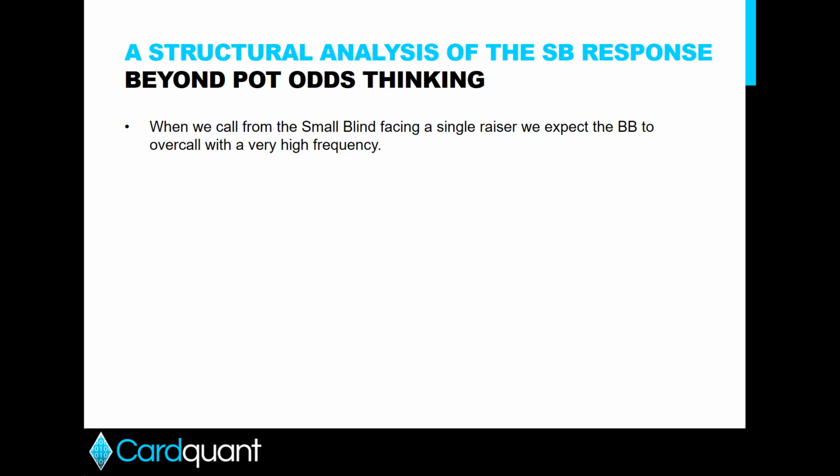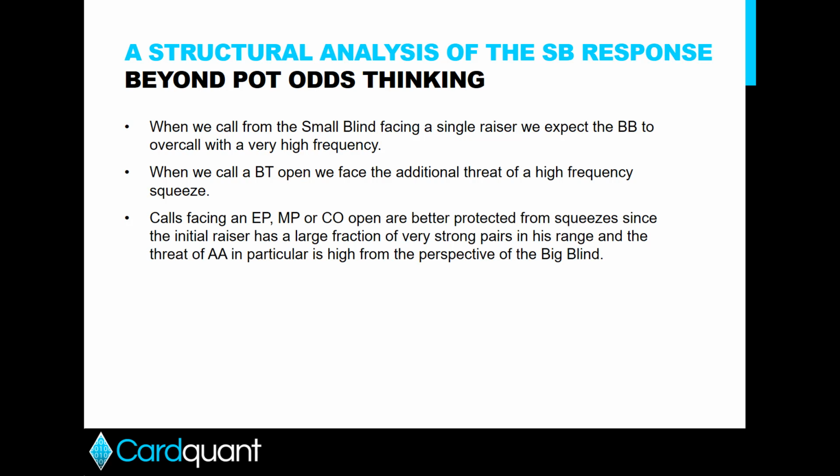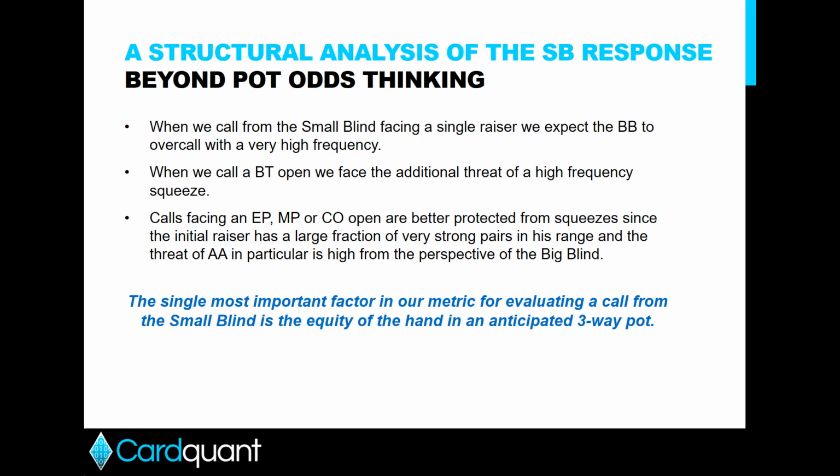So when we call from the small blind facing a single raiser, we of course expect the big blind to overcall with a very high frequency. If we call a button open in particular, we face that additional threat of the high frequency squeeze, whereas if we're facing an under the gun, middle position or cutoff open, presuming that this is a relatively tight cutoff open, not someone opening 45% or something, those are much better protected from squeezes, since the initial raiser has a large fraction of very strong pairs in his range, and so that threat of aces in particular is high from the perspective of the big blind, so we're not going to face a squeeze as often.